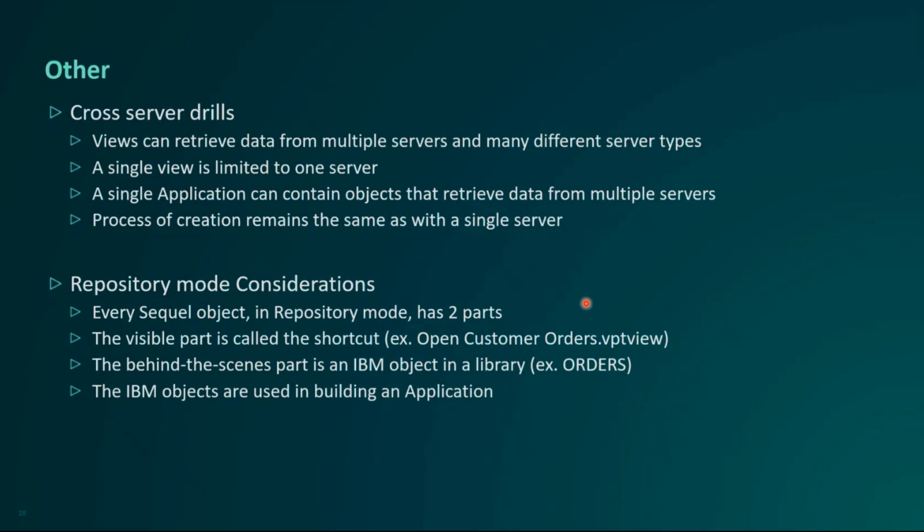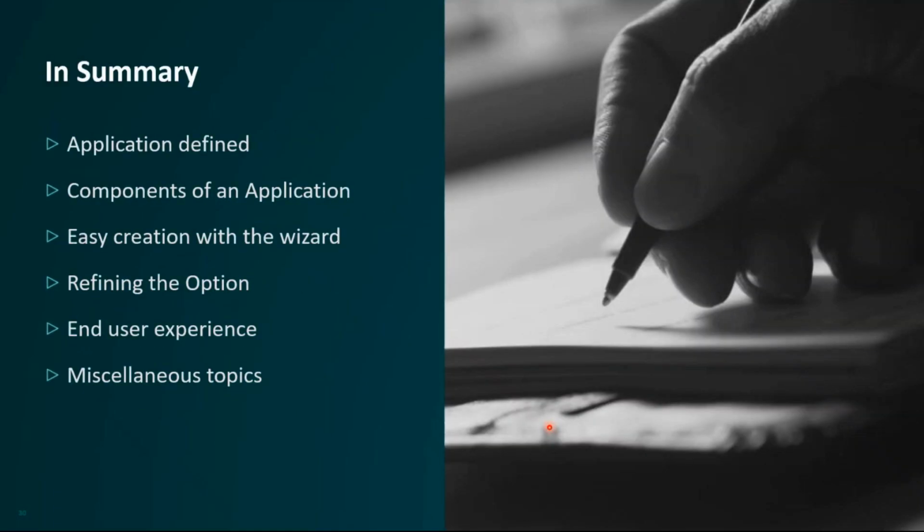And then some repository mode considerations. I don't want to get into this too deeply, but if you're using repository mode, you're aware of it. There are two parts. There's a repository name that ties back to the object name. We've got to be aware of how those are identified in repository mode. Again, something for additional follow-on that's always available to you.